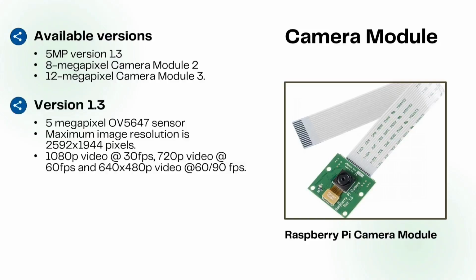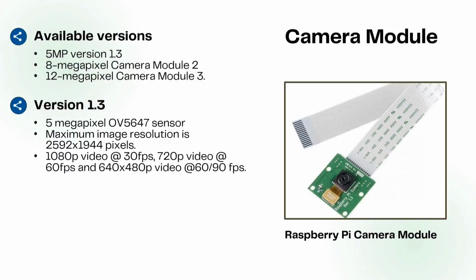It features a 5 megapixel OV5647 CMOS image sensor. The maximum image resolution supported by this sensor is 2592 by 1944 pixels. The sensor also supports 1080p video at 30 fps, 720p video at 60 fps and 640 by 480p video at 60 or 90 fps. The recommended best resolution is 1080p or Full HD resolution.